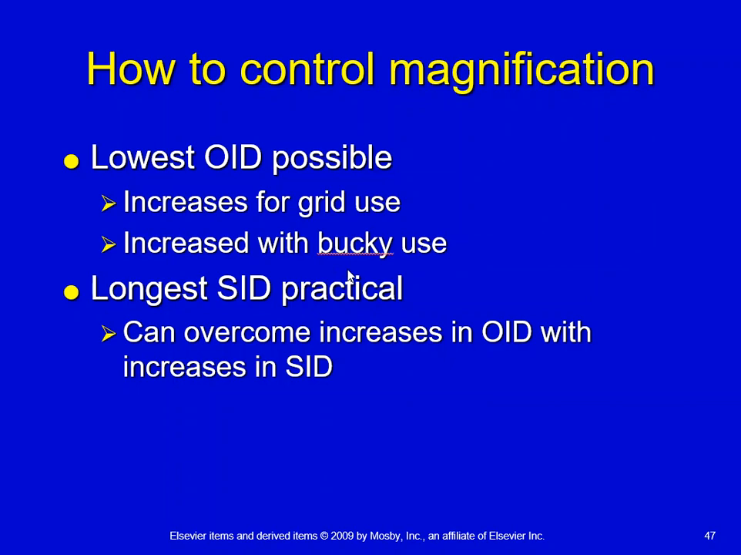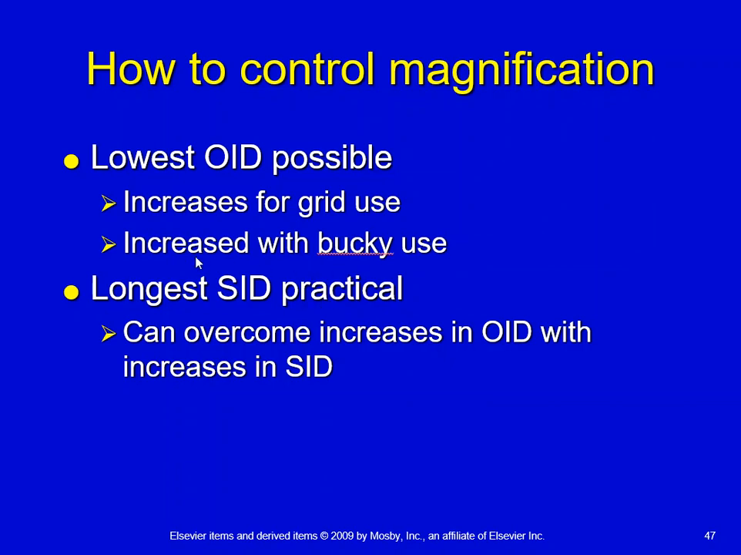We've already mentioned that an increase in OID is always going to be present because of the thickness of the anatomy. But anytime that you use a grid or a bucky or both, then you're going to further increase OID, which is going to increase magnification. So you just need to be aware of that.